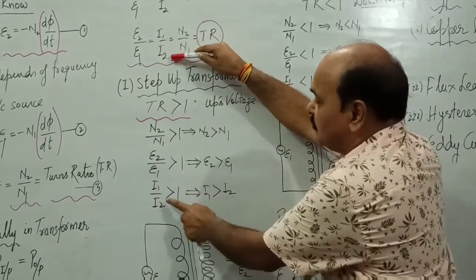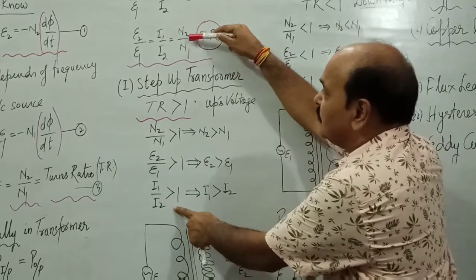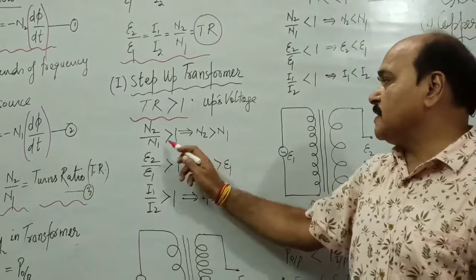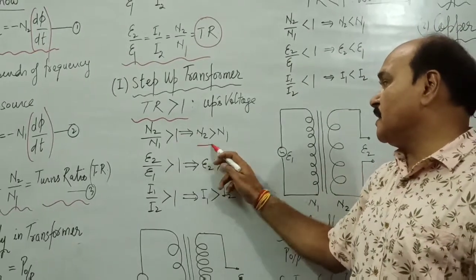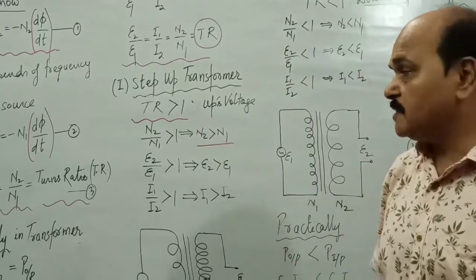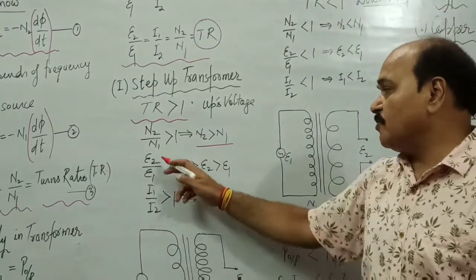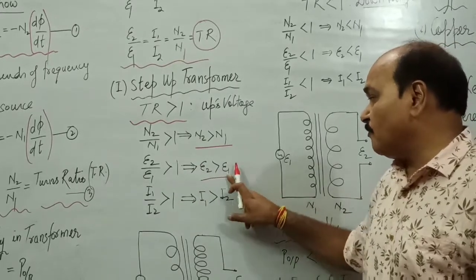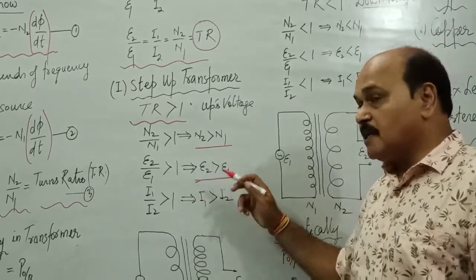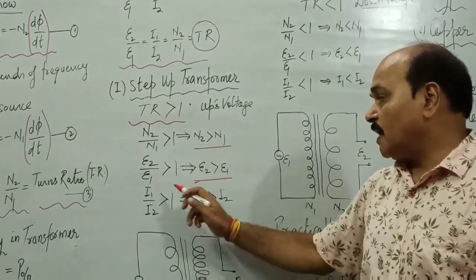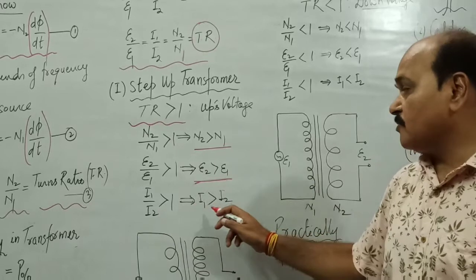I1 upon I2 is going to be greater than 1, and of course N2 upon N1 is greater than 1. When N2 upon N1 is greater than 1, that means N2 is greater than N1. That is, the number of turns in the secondary coil is more than the number of turns in the primary coil. E2 upon E1 greater than 1 means E2 is greater than E1. That means the voltage across the secondary coil is greater than the voltage connected across the primary coil. I1 is greater than I2.